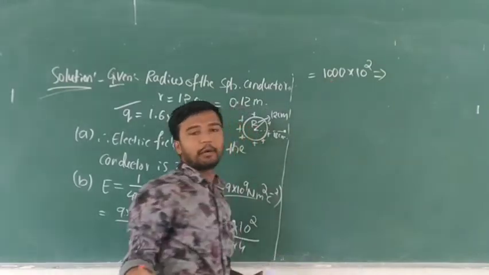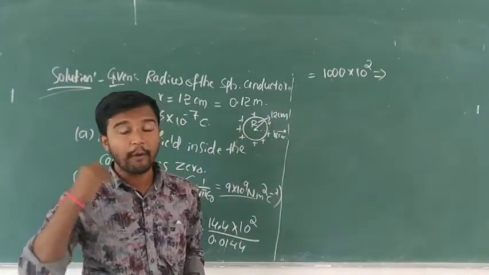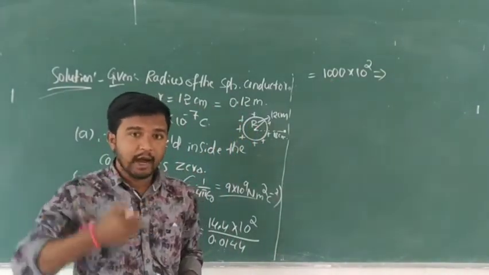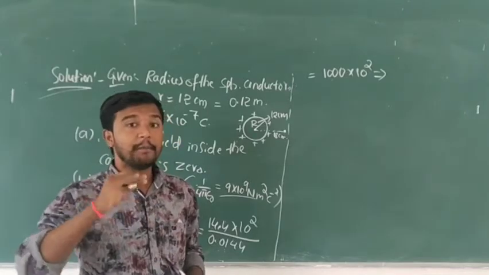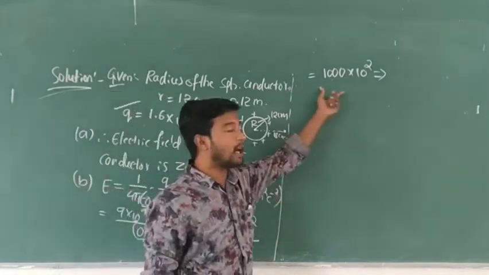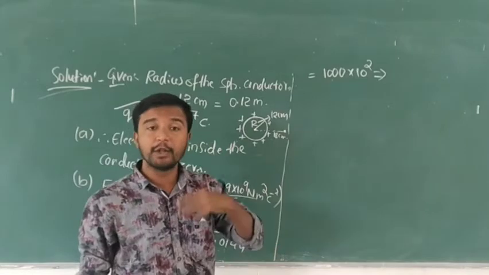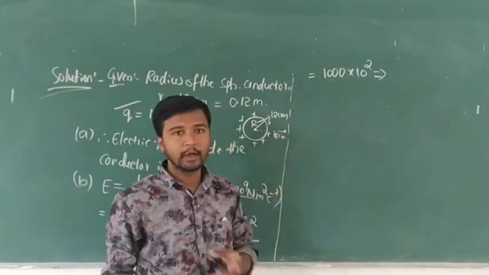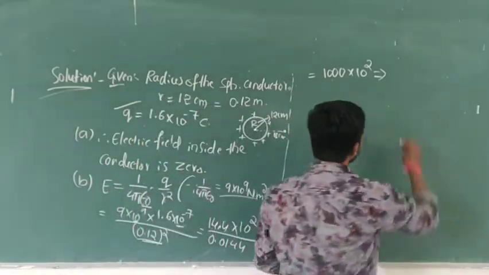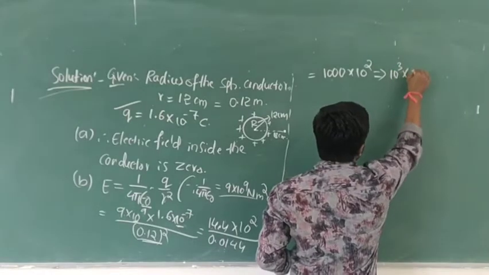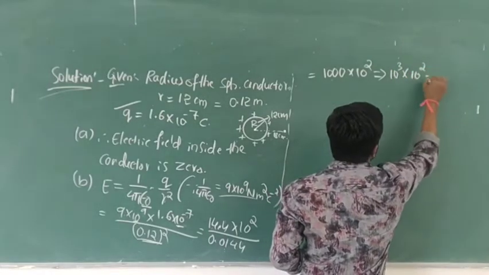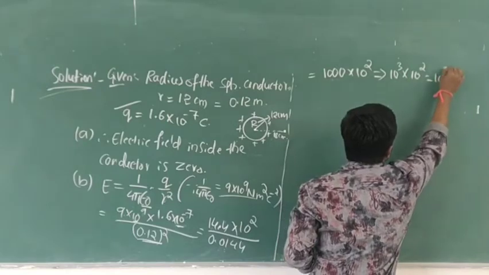Yes students, we are simple. 1000 is nothing but what? 1000 is 10 to the power 3. Means I am taking the power factor. So in 1000 I write the power, 10 to the power 3. 10 to the power 3 into 10 to the power 2. So how much? 10 to the power 5.